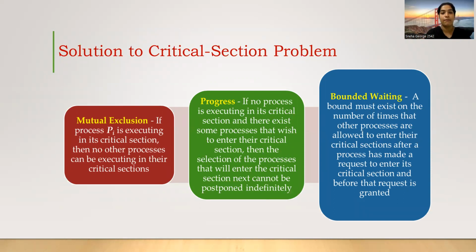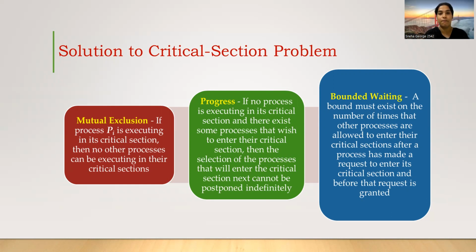That is, if the process Pi is executing in the critical section, then no other process can be executing in the critical section. As I already said, if there are three processes, P1, P2, and P3, and P1 is executing its critical section, then P2 and P3 have to wait until P1's critical section finishes. Until P1 completes its critical section, the others cannot enter theirs. That is what is called mutual exclusion.